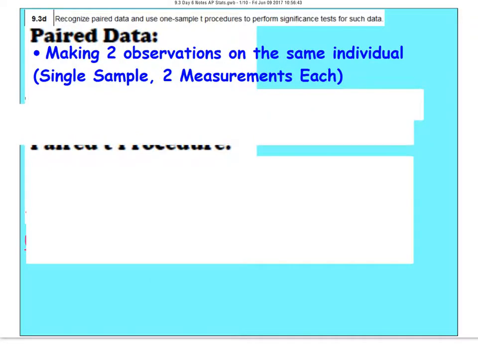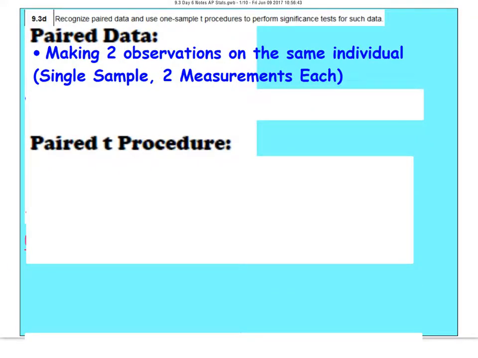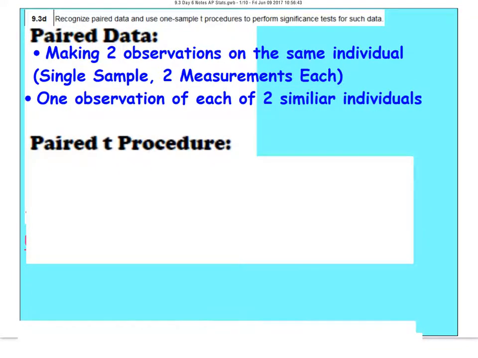A second way to do paired data is to actually have it be one observation each of two similar individuals. So what I would do is match two people that are very similar to each other, and maybe if it was a drug test, for example, I would give one person drug A and a second person drug B. If they were about the same height, the same weight, the same age, I can compare the results of these two people as one unit of data.